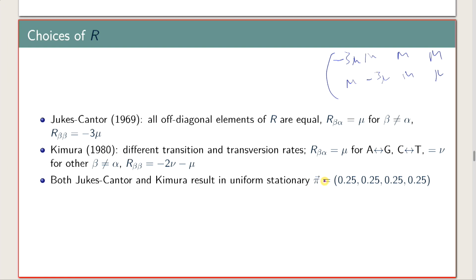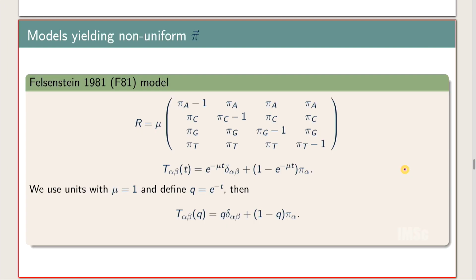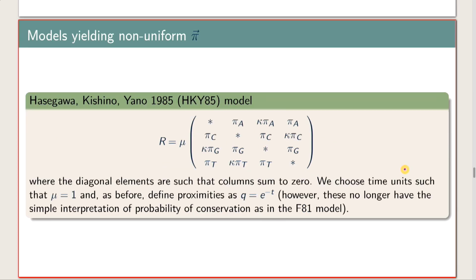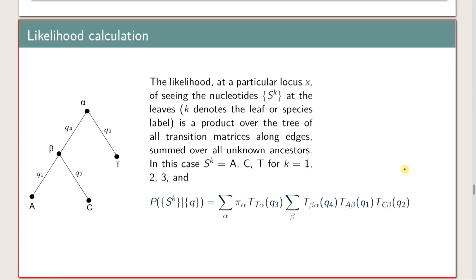And there are more general models. There's something called the general time reversible model, which has a different rate for every possible mutation, but it's still symmetric. And then to get non-uniform stationary pi, you will need an asymmetric rate matrix. So I don't know what the analogy would be to linguistics, but let's ignore that. Okay, I'll skip these things. I thought I'd remove these slides.